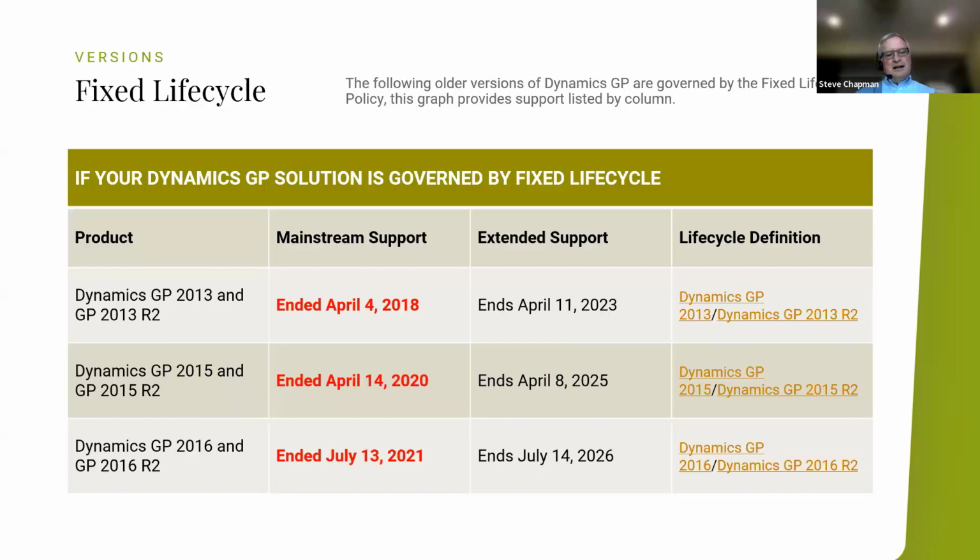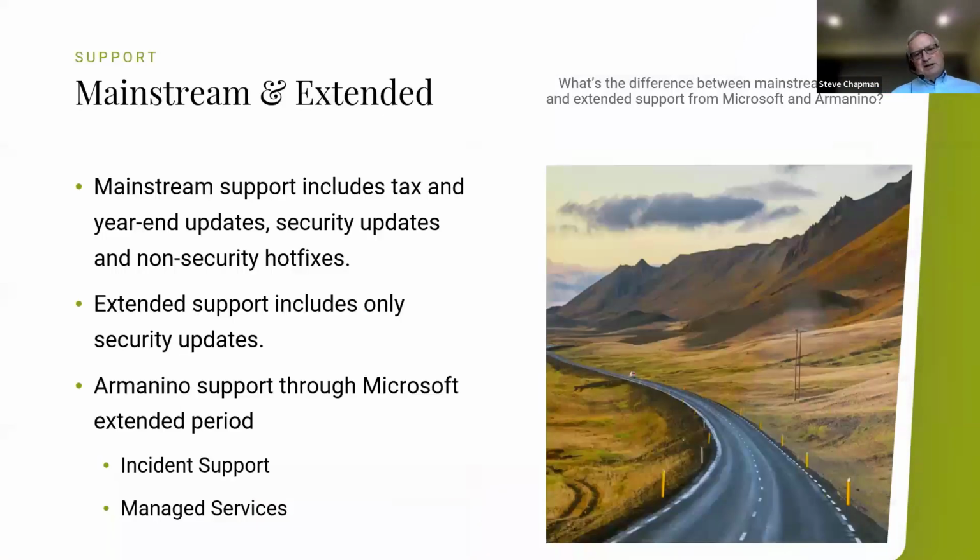Let's take a look at the next slide, which talks about what is mainstream support versus extended support. Mainstream support includes all bug fixes, feature upgrades, security updates, and year-end updates. Year-end updates are like tax changes. If you're using payroll, it's very important. It also includes things like the 1099 change that was made last year. Once the mainstream support ends for your version, you don't have access to that, so you have to upgrade.